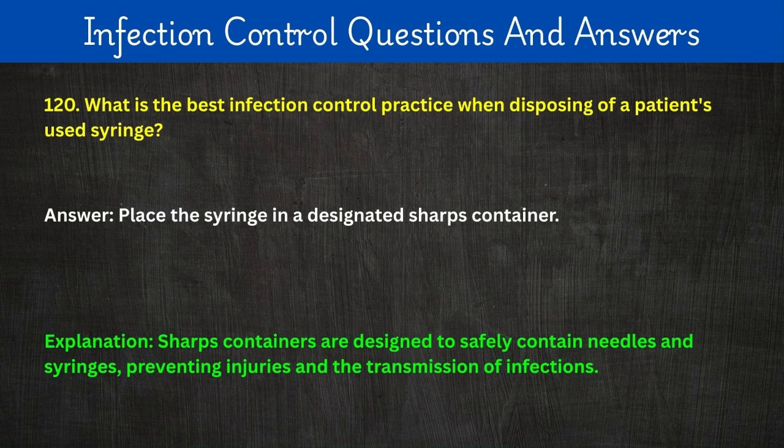120. What is the best infection control practice when disposing of a patient's used syringe? Answer: place the syringe in a designated sharps container. Explanation: sharps containers are designed to safely contain needles and syringes, preventing injuries and the transmission of infections.